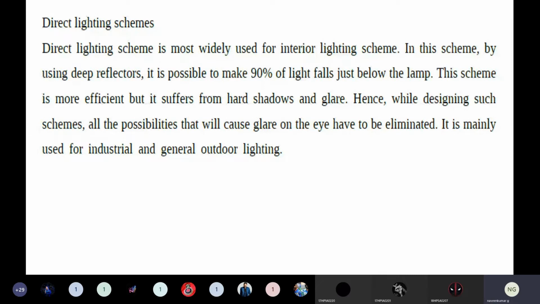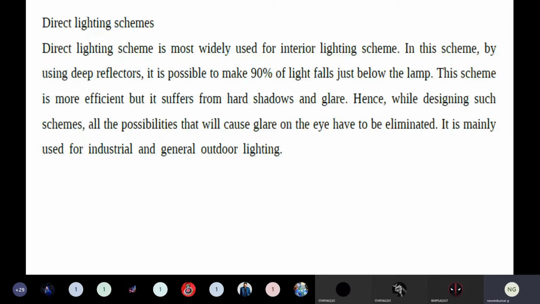Okay, which is focusing your light deep down where it is fixed above. So this scheme is more efficient, but usually this scheme suffers hard shadows. You place an object, for example, a cot. Beneath your cot you will not find anything. Though you switch on a tube light beneath a cot or a bed, you observe it to be dark, so that is a hard shadow.